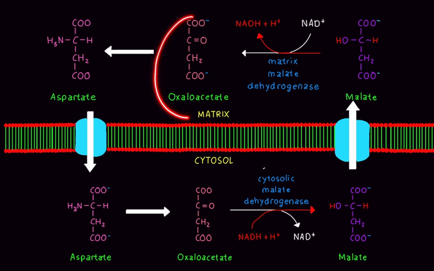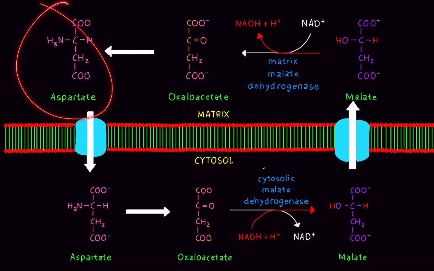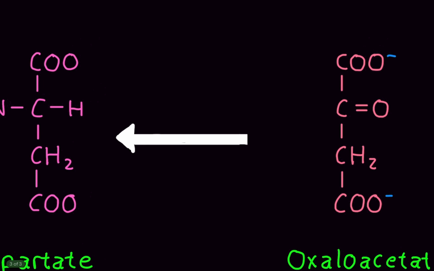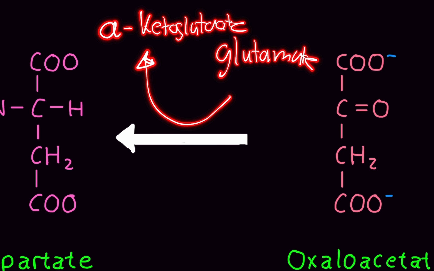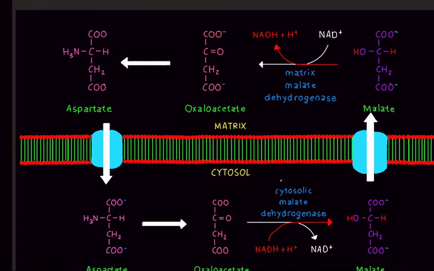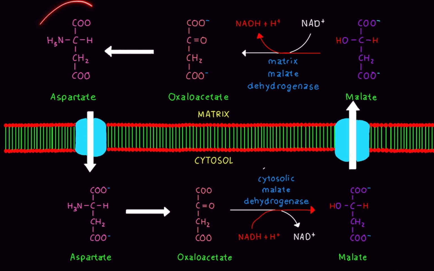But now we regenerate, we basically get oxaloacetate now, and we go back to aspartate. So from here would be glutamate, and I'll get alpha ketoglutarate. Okay, and I believe it's the same enzyme, transaminase. And then this aspartate would go back down the transport protein into the cytosol, and we would start this all over again. That's really it. It's pretty simple, right?